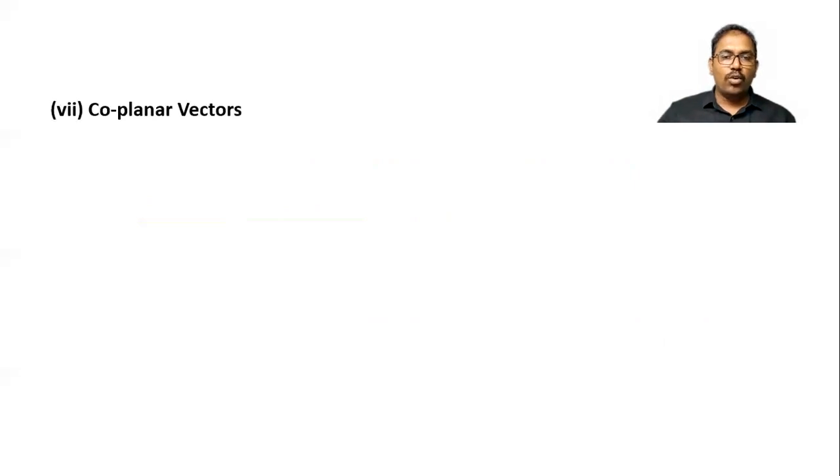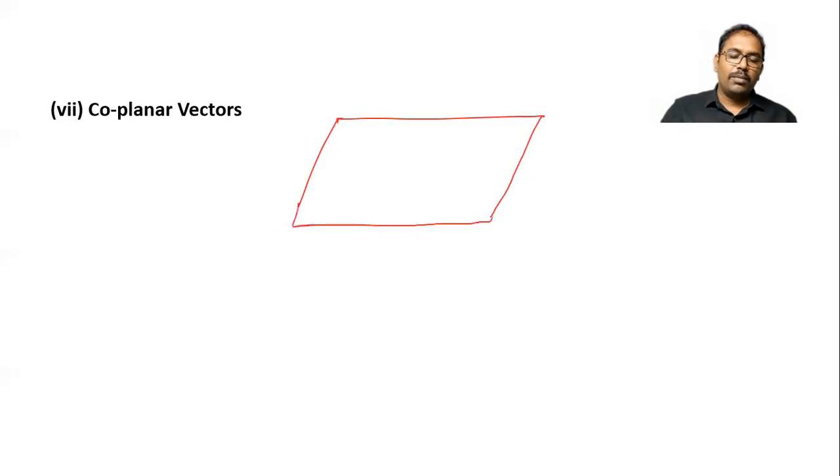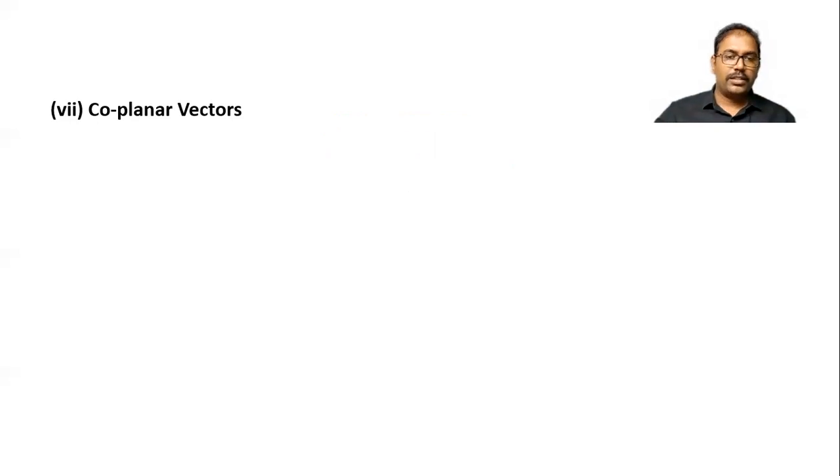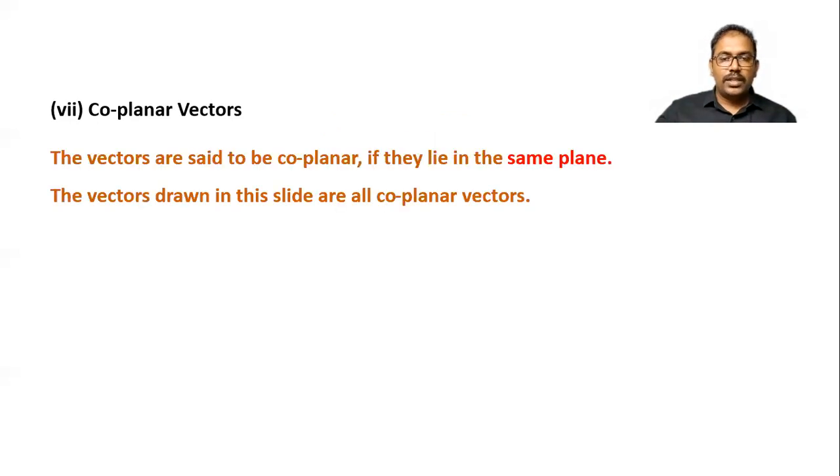Then coplanar. Co means same, planar means plane. If they are lying in the same plane, they are called coplanar. For example, this is a plane. And I'm talking about a few vectors here: A bar, B bar, then C bar. I can draw D bar. So these are the vectors. They are coming in this same plane. Then they are coplanar vectors. Coplanar means they are lying in the same plane.